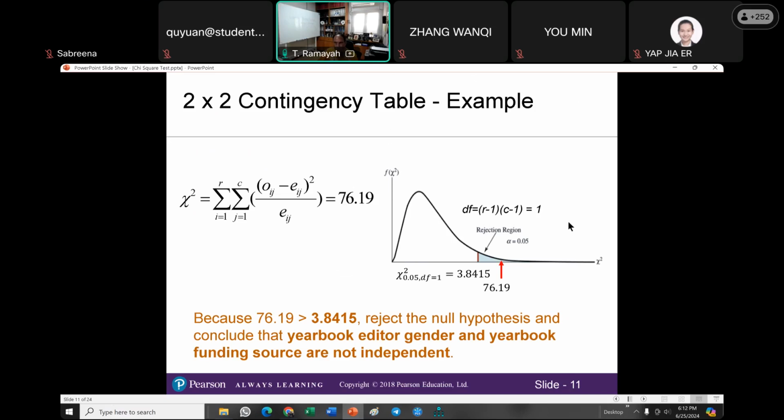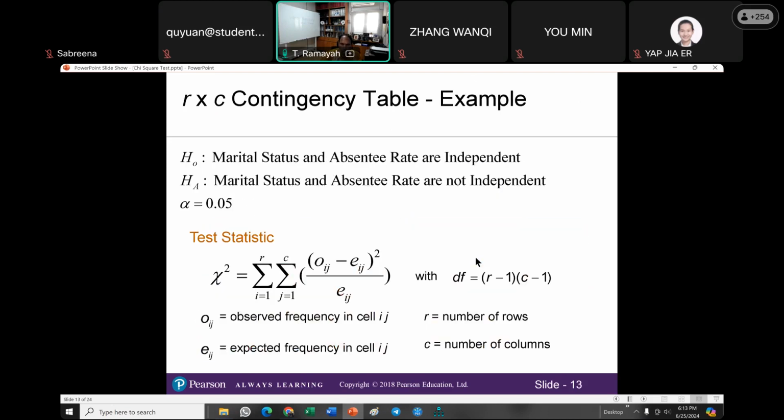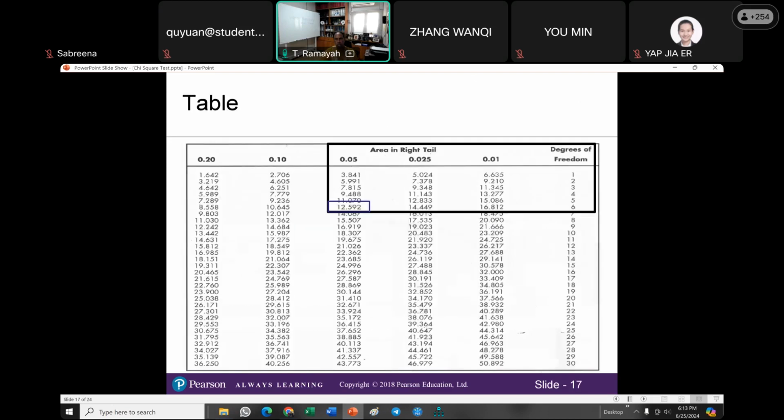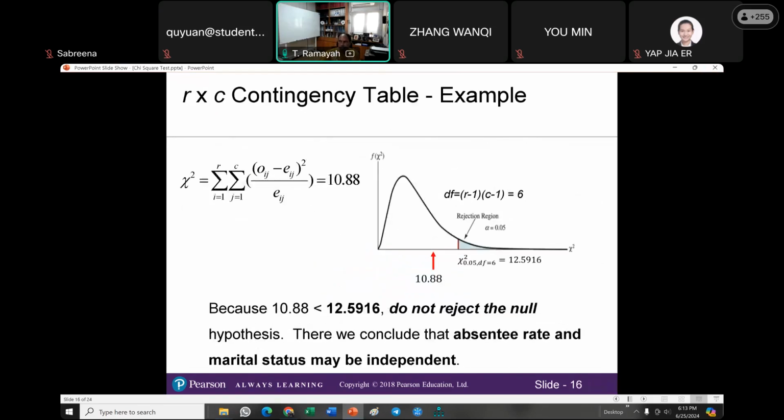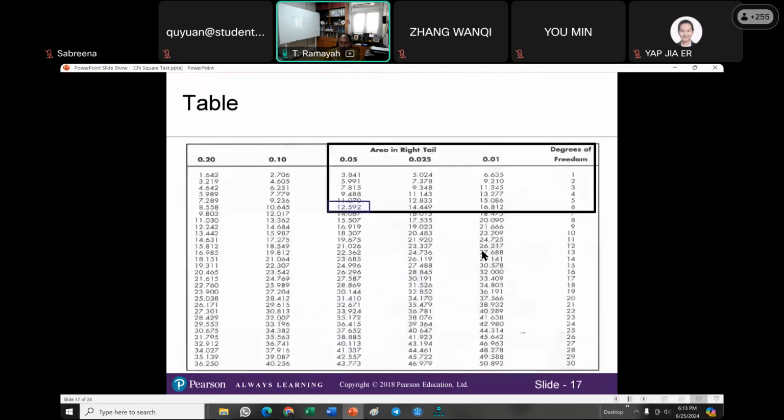Before you can look at the chi-square distribution, note that it has a degree of freedom, which equals row minus 1 times column minus 1. Your rows are 2 and columns are 2, so 2 minus 1, 2 minus 1, and you get a degree of freedom of 1. Only then can we look at the table to get the critical region value. So how do you get that number? You look at your chi-square distribution table. Let me show you.